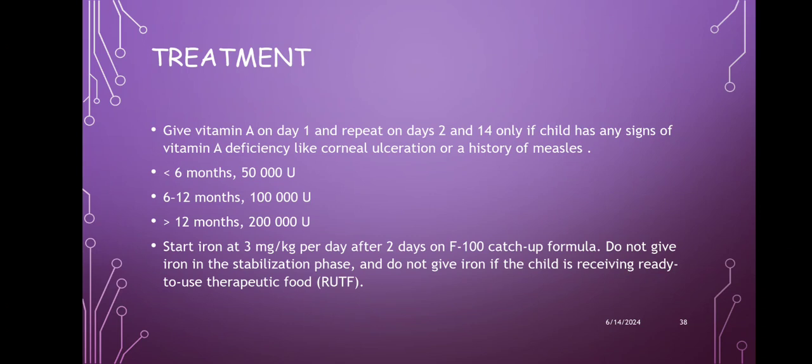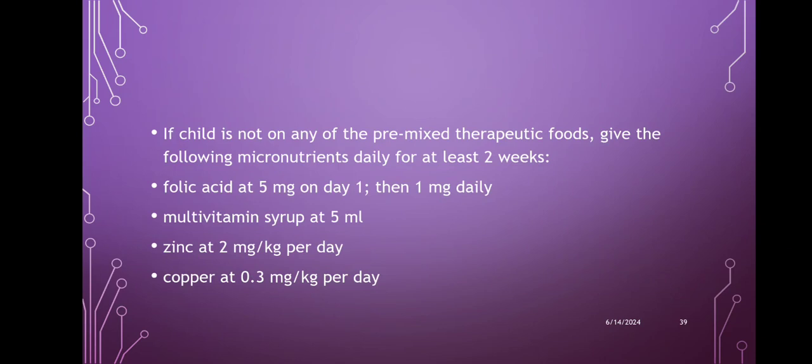Then for iron, you start at 3 milligrams per kg per day after 2 days on F100 catch-up formula. Do not give iron in the stabilization phase, and do not give iron if the child is receiving RUTF. However, of note, if the child is not on any of the pre-mixed therapeutic foods, you give the following micronutrients daily for at least 2 weeks: folic acid at 5 milligrams on day 1, then 1 milligram daily, multivitamin syrup at 5 ml, zinc at 2 milligrams per kg per day, copper at 0.3 milligrams per kg per day.